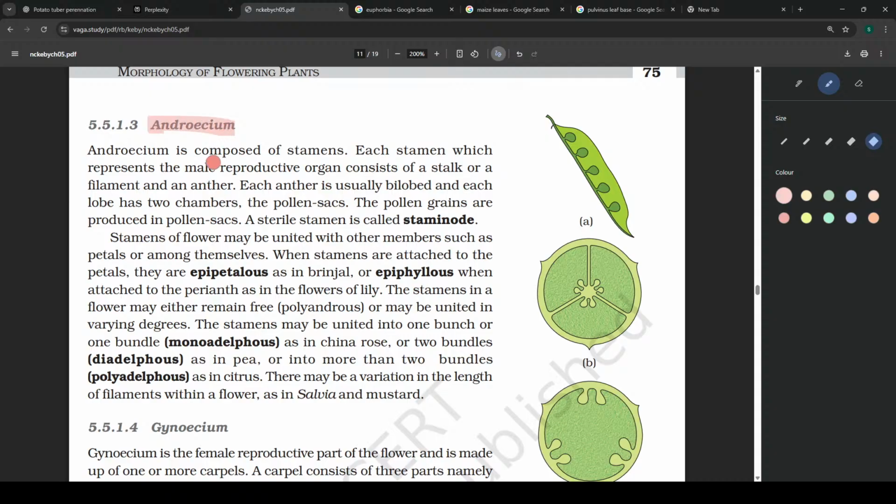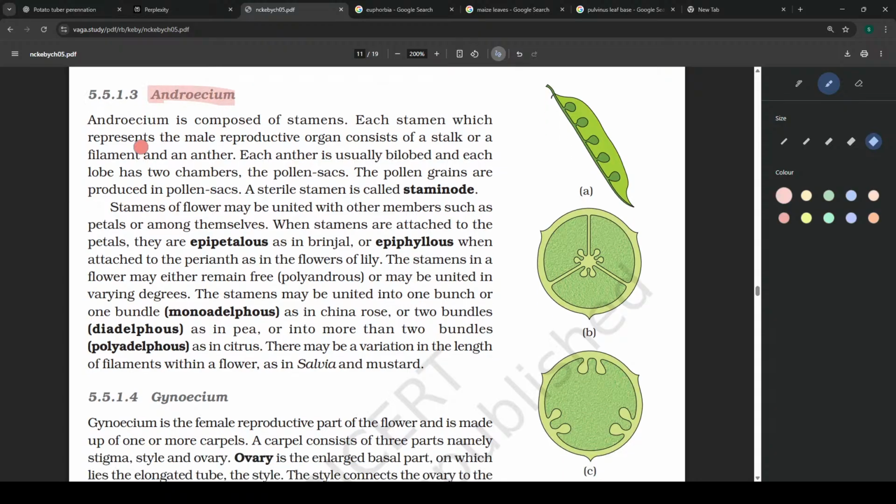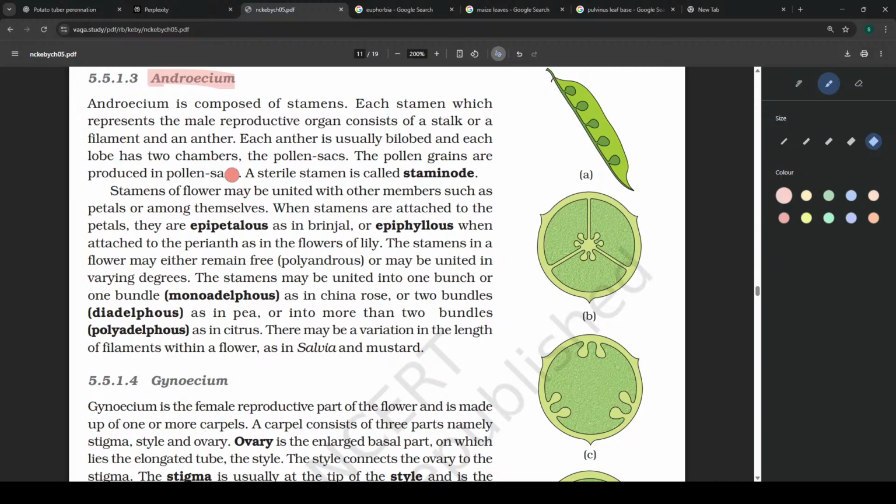Androecium. Let's go to the next main topic, that is androecium. Not much is given here. Androecium is composed of stamens. Each stamen, which represents the male reproductive organ, consists of a stalk or filament and an anther. Androecium is basically stamens, and each stamen is a male reproductive organ. It consists of a stalk and an anther. The stalk is called the filament, where the anther is a pollen sac.